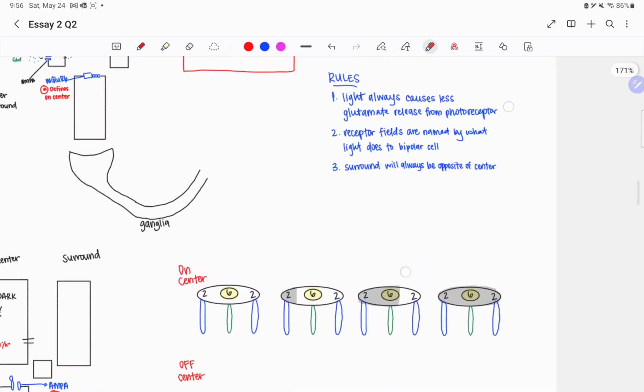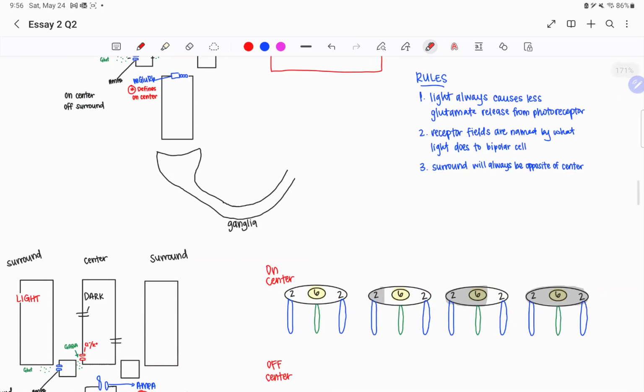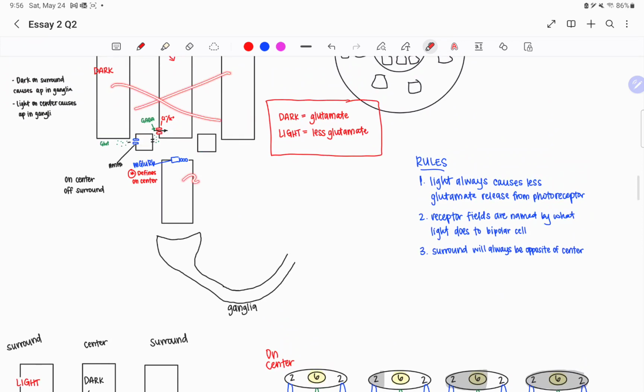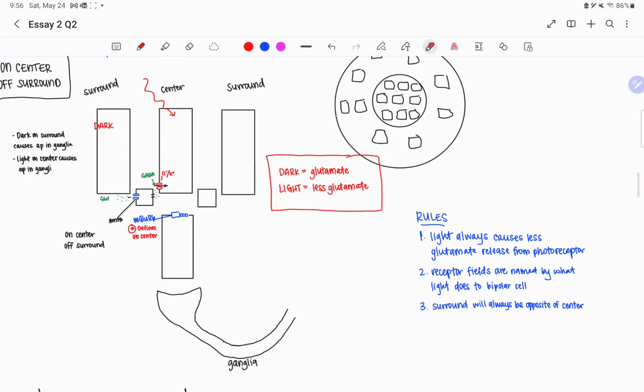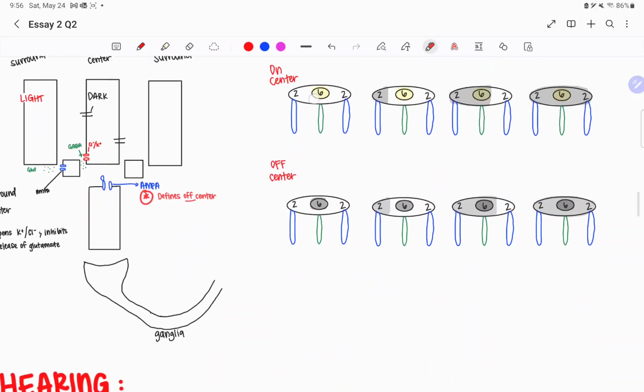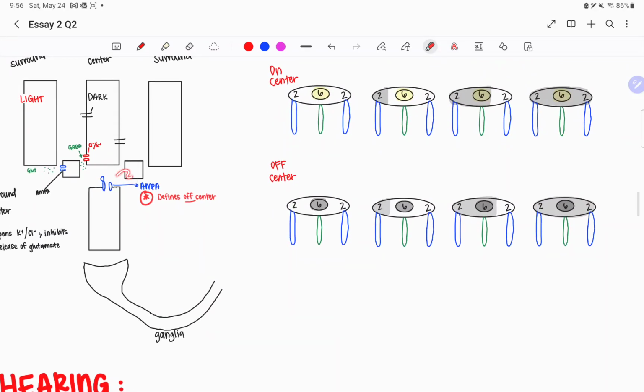The rules here. Light always causes less glutamate release from a photoreceptor. Receptive fields are named by what light does to the bipolar cell. So not what it does to these guys, but what it does to this guy here in the middle. So on center, light turns on the bipolar cell. Off center, darkness turns on the bipolar cell.